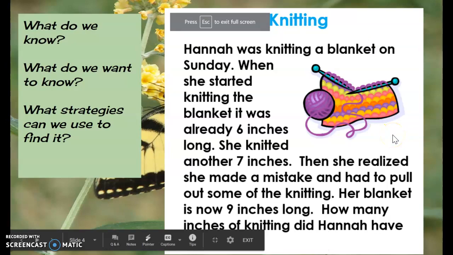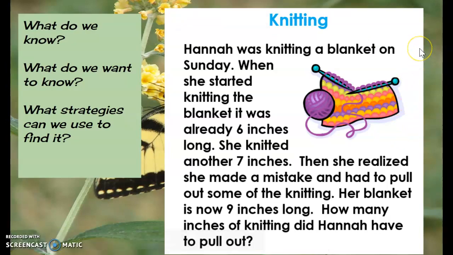Okay, let's solve some word problems. The first problem is about knitting. Hannah was knitting a blanket on Sunday. When she started knitting the blanket, it was already 6 inches long. She knitted another 7 inches. Then she realized she made a mistake and had to pull out some of the knitting. Her blanket is now 9 inches long. How many inches of knitting did Hannah have to pull out?